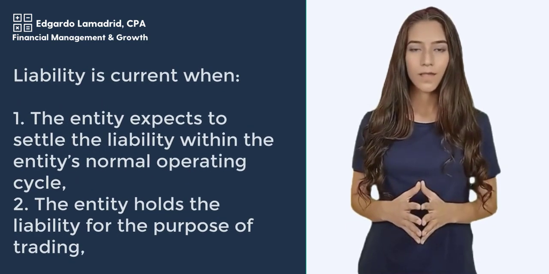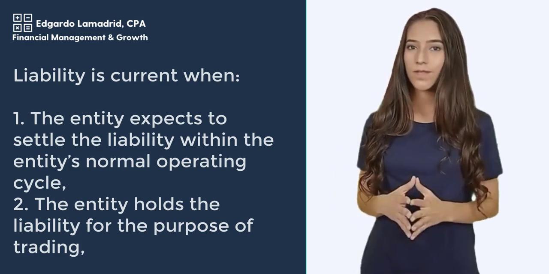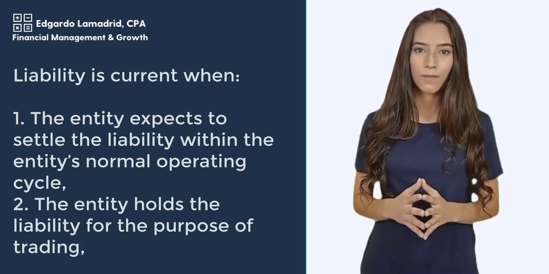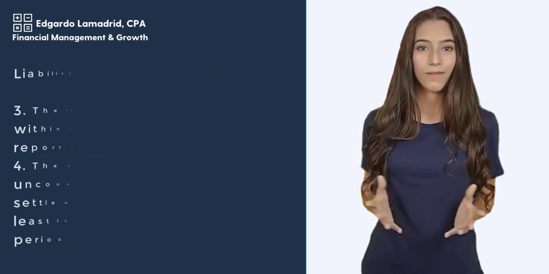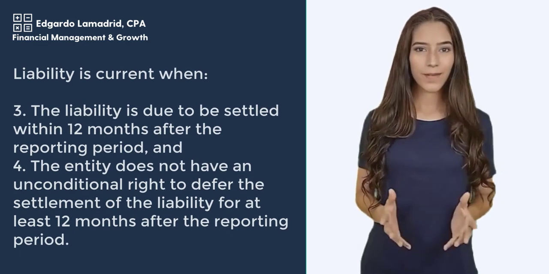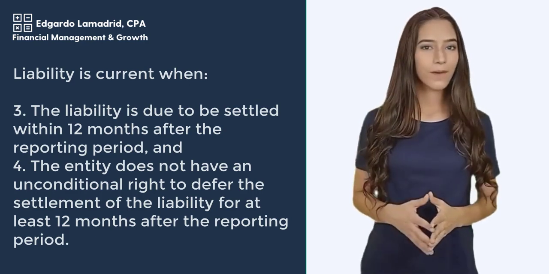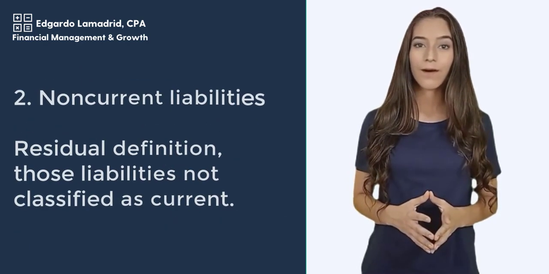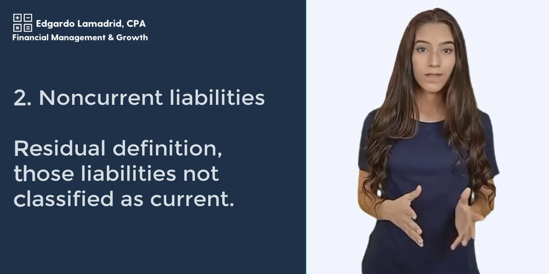IAS 1 paragraph 69 provides that an entity shall classify a liability as current when, first, the entity expects to settle the liability within the entity's normal operating cycle. Second is when the entity holds the liability for the purpose of trading. Third is when the liability is due to be settled within 12 months after the reporting period, and fourth is when the entity does not have an unconditional right to defer the settlement of the liability for at least 12 months after the reporting period. IAS 1 paragraph 69 defines non-current liabilities as those not classified as current.